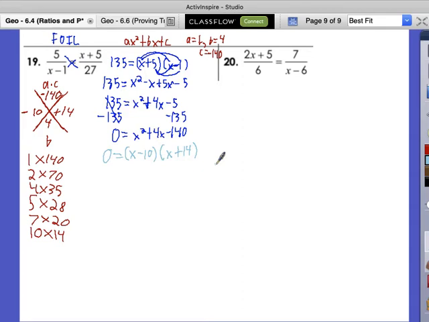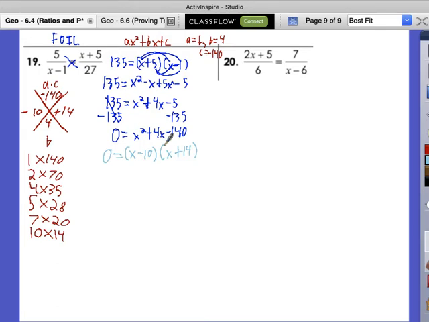Okay. So now, if we were to multiply these back together like we did here, we would get what we just had. We'd get x squared plus 4x minus 140. Just like here when we got x squared plus 4x minus 5, when we multiply these together and simplify, we'd get back to here because they're mathematically the same thing.